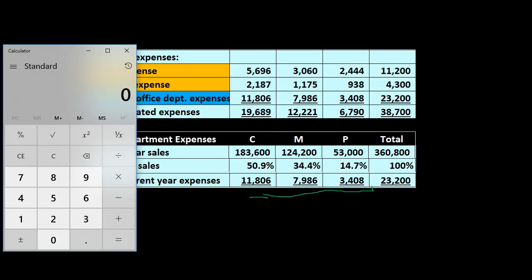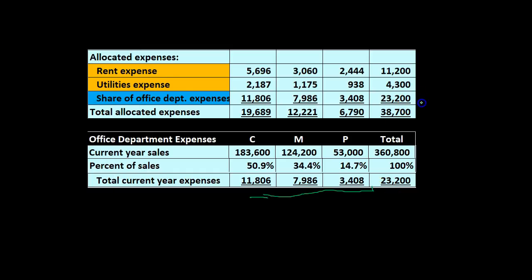In other words, we can take the 23,200 multiplied by the 50.9%, the 0.509, and remember there's rounding, so it's about 11,806. If we take the 23,200 times the 0.344, we get about 7,986. And if we take the 23,200 times the 0.147, we get about 3,410, which will add up to the 23,200 that we applied out here. So that's one example. We'll take a look at some more examples. Note that we used sales here. That's not always going to be the case. That's one thing that we could use.